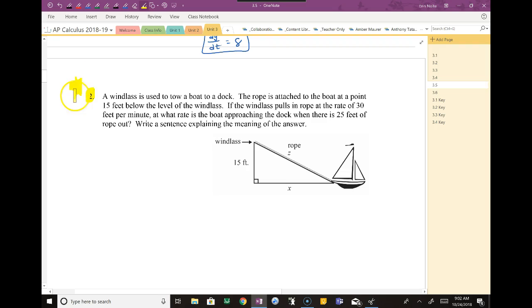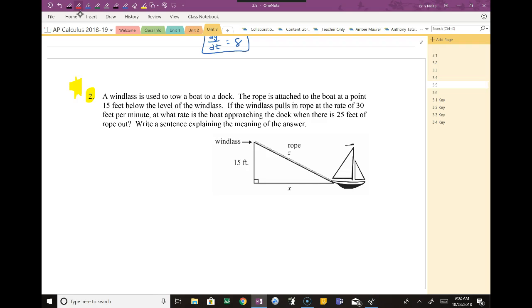So in my notes here, I have this problem highlighted. There's probably a good reason why I have it highlighted. It's important. You might see it again. It's important you know how to do this. So we have a windlass used to tow a boat to a dock. Imagine this rope pulling this boat in. The rope is attached to the boat at a point 15 feet below the level of the windlass.